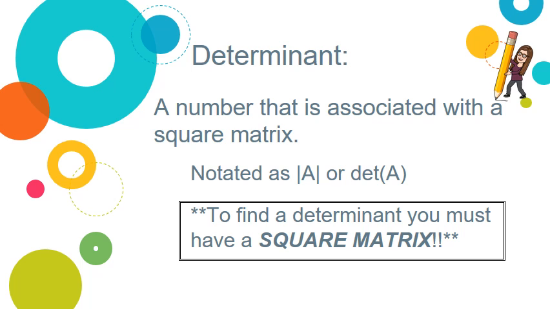To find a determinant, you must have a square matrix. So what that means is if it's not a square matrix, then it does not have a determinant. Okay, so we're going to stick to squares. It makes it easy once we go through the steps. It'll make sense. You'll understand why we can't find a determinant for a non-square matrix.